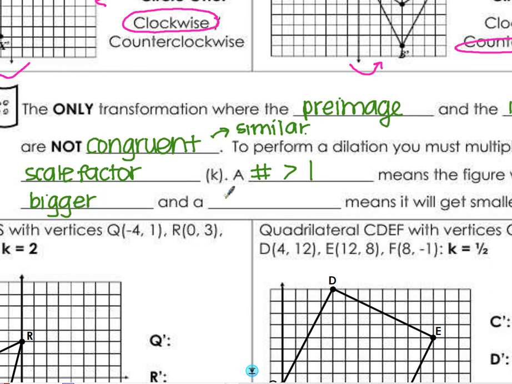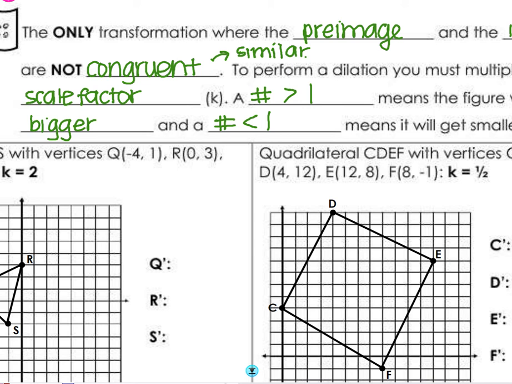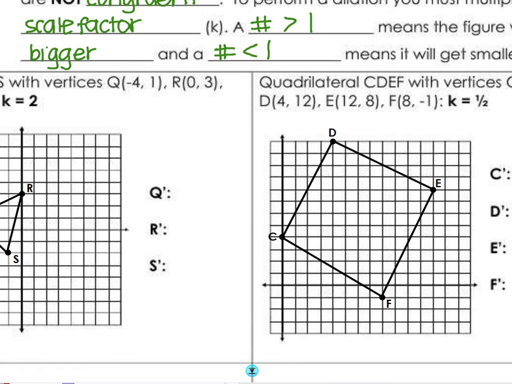And a fraction, or a number smaller than 1, means it will get smaller. So what we're going to do here is take our ordered pairs, and all you're ever going to do is multiply by whatever number they give you. They said k equals 2. So I'm going to take all my numbers in my ordered pairs and multiply them by 2.